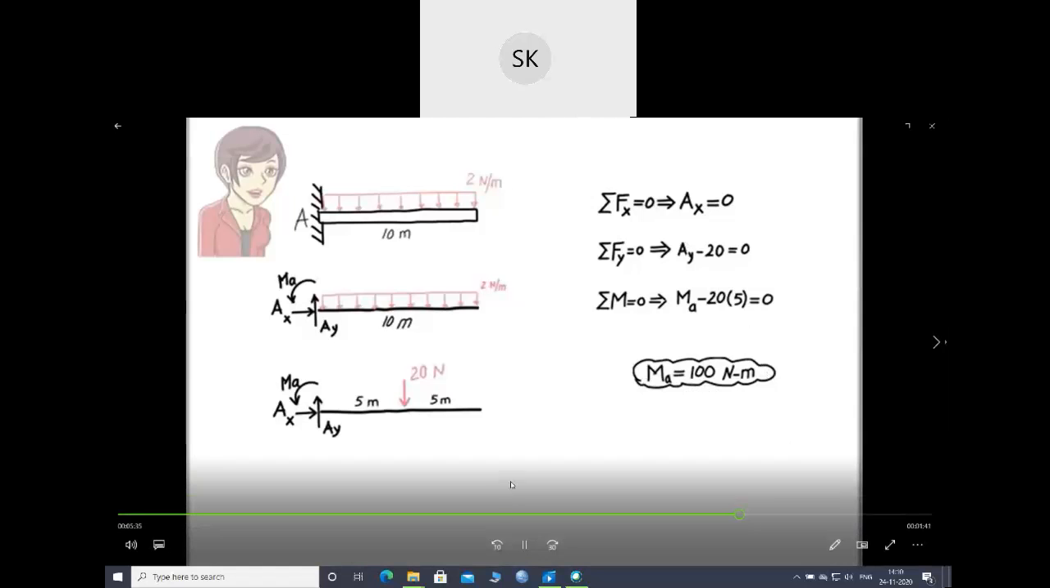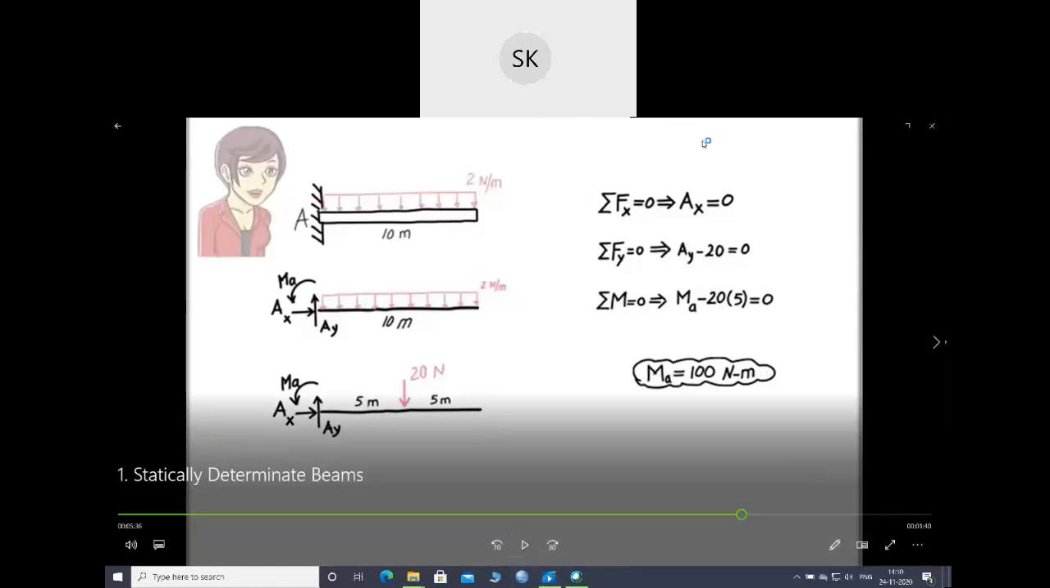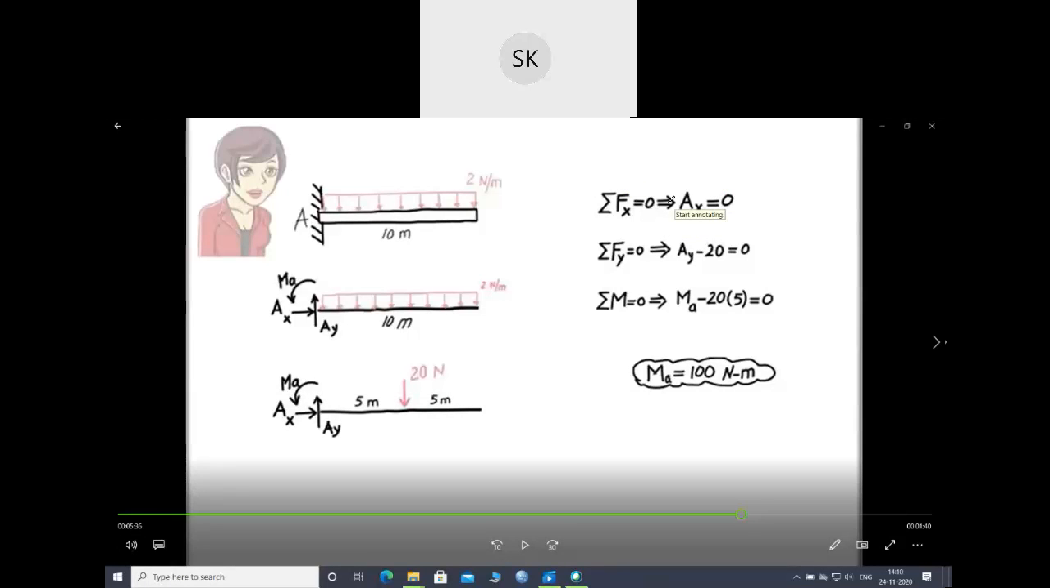So if we write the equations of equilibrium, the summation of all the horizontal forces is equal to 0. In the free body diagram of the beam, the horizontal force is AX, right? So AX equals 0. Vertical forces will be AY minus 20, because this is in the downward direction. I am considering the upward direction as positive and the downward direction as negative.